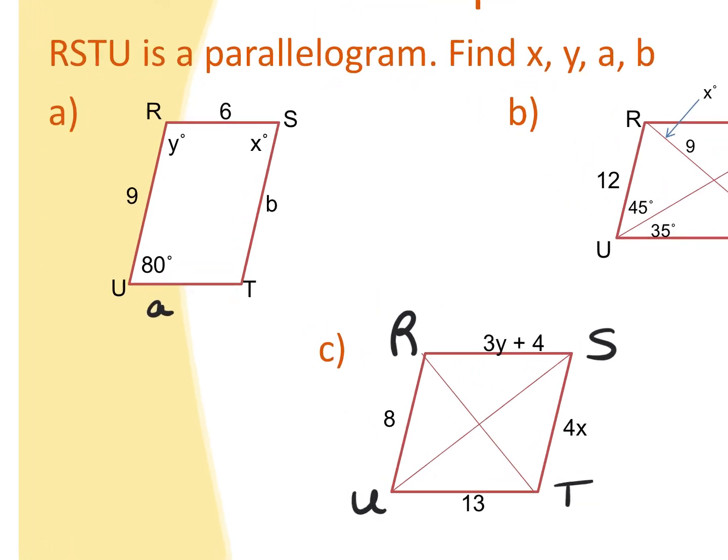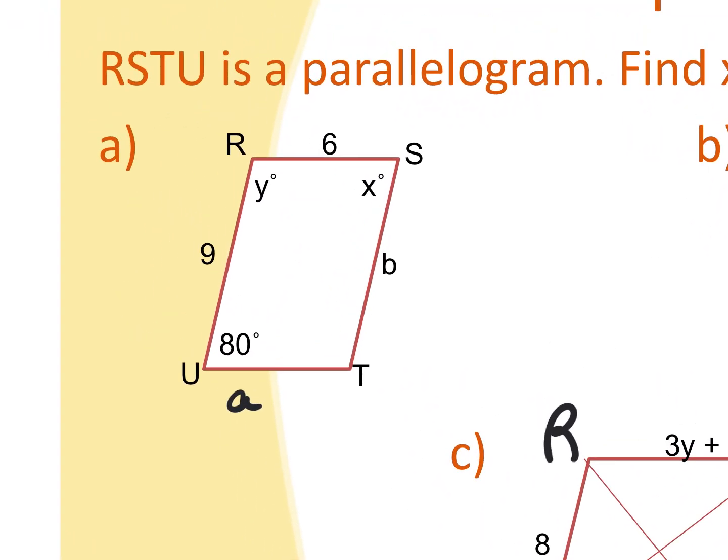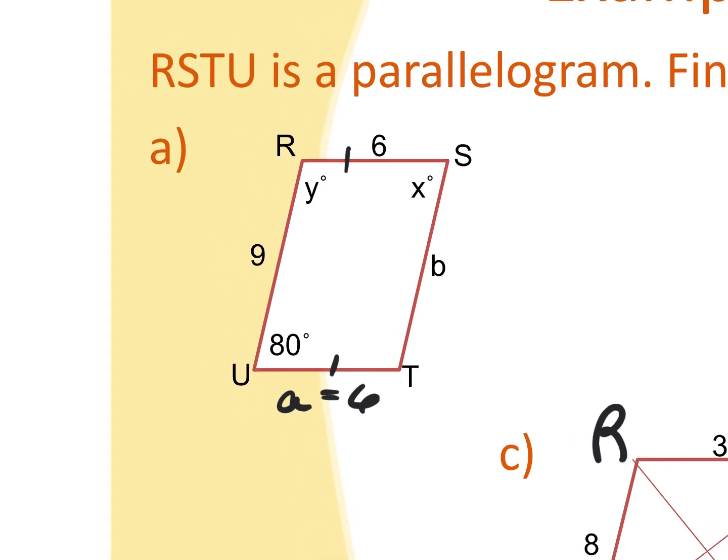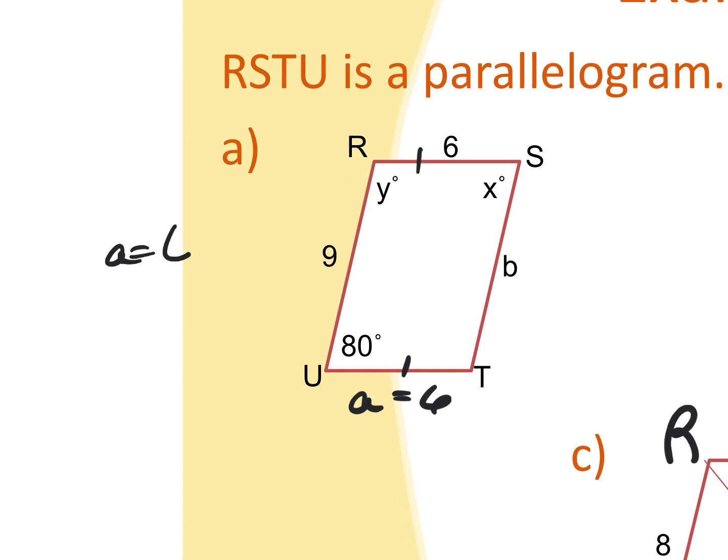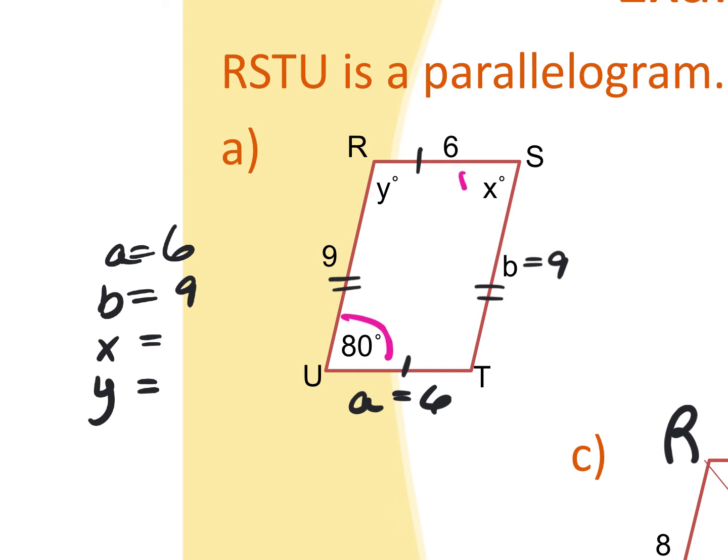So now to find the value of these variables, I'm going to use all of the properties that I just learned. So for the first one, since this is a parallelogram, I know that opposite sides are congruent. So if RS is 6, so is UT. So A is 6. That's my first variable. And then B, same thing, opposite sides are congruent. So if that side over there is 9, then B is 9. And then for X and Y, I'm going to be using my opposite angles theorem. So since U is 80, then I know angle X is going to be 80 degrees.